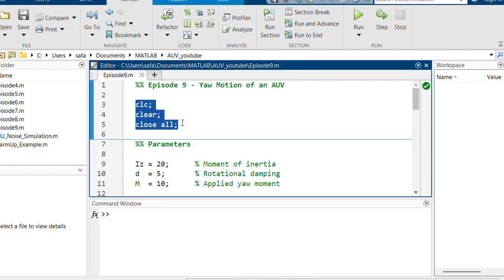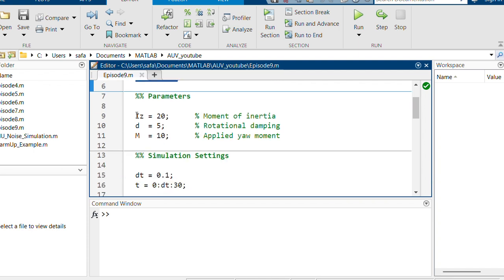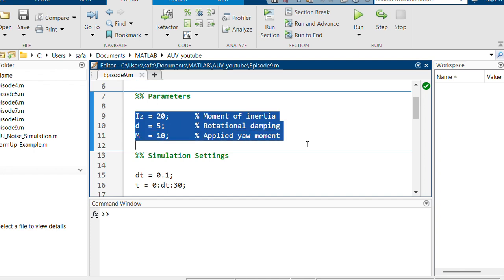We begin by clearing the MATLAB environment to ensure a clean simulation. Next, we define the physical parameters. Iz represents the rotational inertia of the vehicle. The damping coefficient models resistance to rotational motion. And finally, M is the applied yaw moment that causes the vehicle to turn.